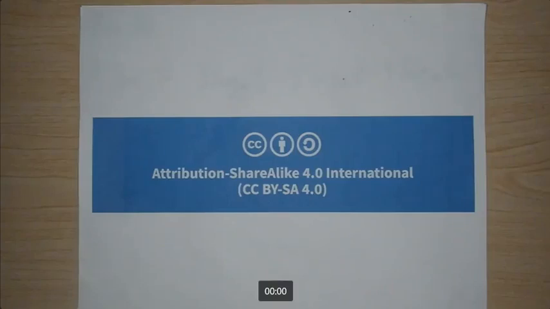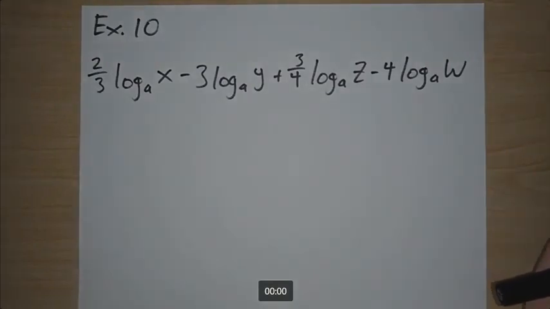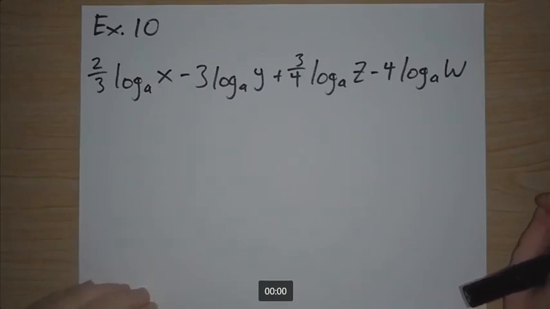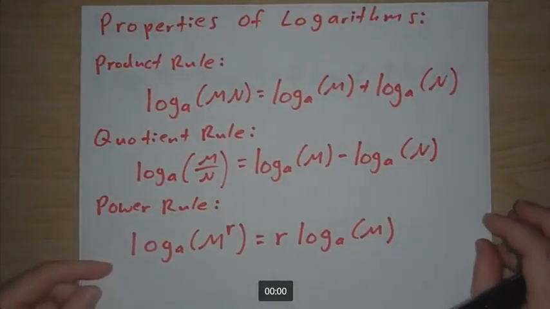This is example 10 of the logarithmic and exponential forms lab. We have the following expression: 2/3 log base a of x minus 3 log base a of y plus 3/4 log base a of z minus 4 log base a of w. We'll notice first that they're all the same base. That's important. We're going to try and condense this as much as we can using the properties of logarithms.